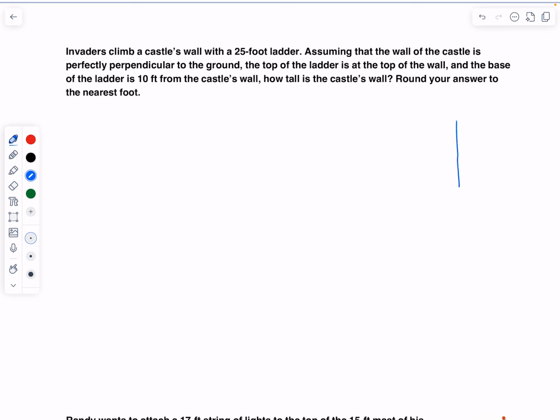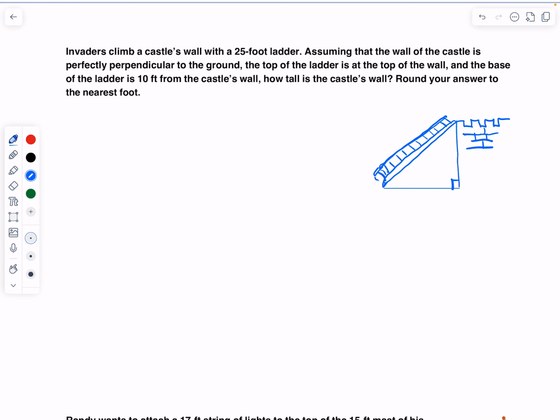All right, we're going to draw a picture here. So here's the castle wall. So, we have some invaders trying to take the castle over. So we have a ladder here. So we're looking at the ladder from the side, so we don't see too much of it. Okay. And then this ladder is propped up against there, but it makes a right triangle here. So make the ladder a little bit longer. Okay. So here's what this looks like.